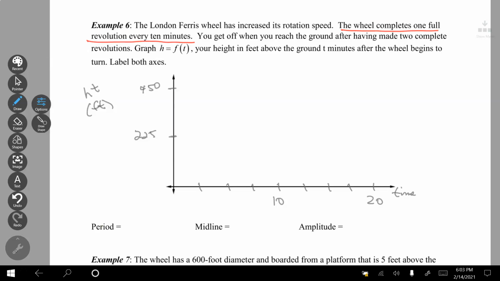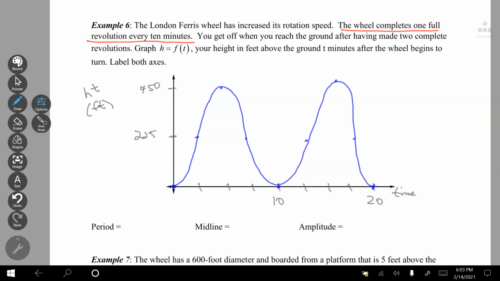It says you're going to start at the bottom because you're going to get on, and then you're going to go middle, max, middle, and at 10 minutes you should be back at the bottom. I'm going to go middle, max, middle, and again at 20 minutes I should be back at the bottom, and I should draw this graph to the best of my ability to make a wavy graph.